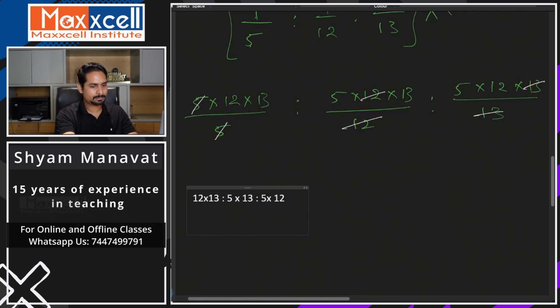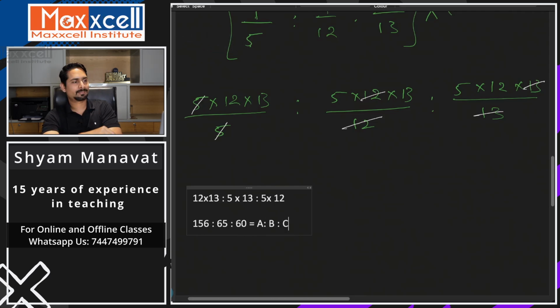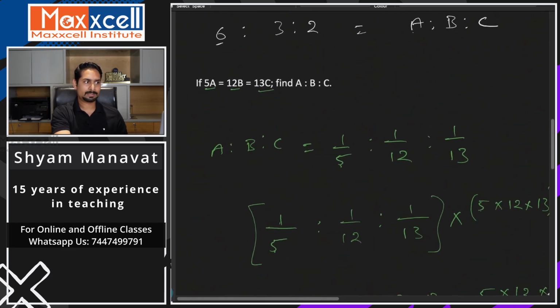144 plus 12, right? 156, correct. Is 2. This is 65. This is 60. That's the ratio of A, B, and C. All right. So I hope you will be able to handle such questions henceforth.